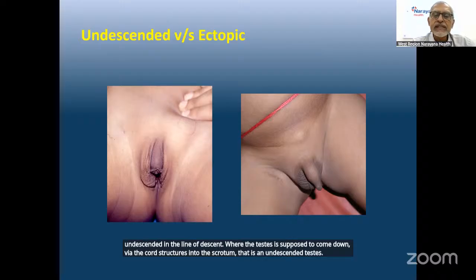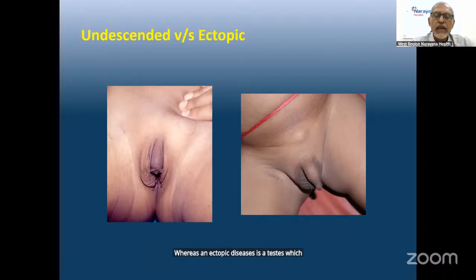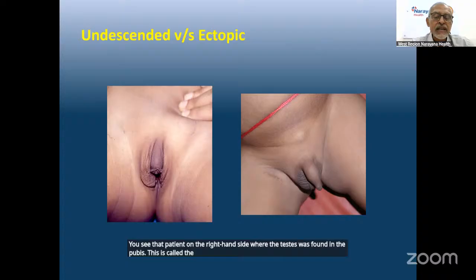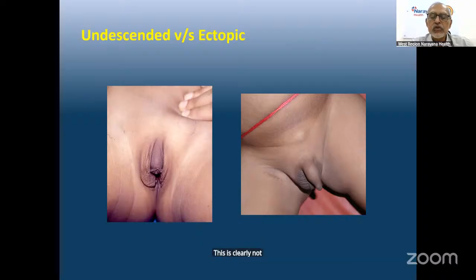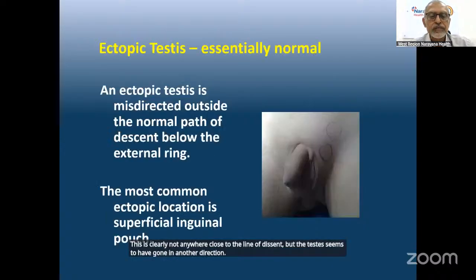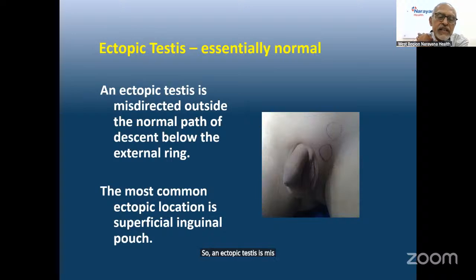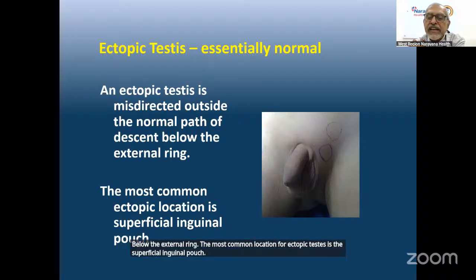Whereas an ectopic testes is a testes which has lost its way. You see that patient on the right-hand side where the testes was found in the pubis. This is called a pre-pubic testes. This is clearly not anywhere close to the line of descent, but the testes seems to have gone in another direction. So an ectopic testes is misdirected outside the normal path of descent below the external ring. The most common location for an ectopic testes is the superficial inguinal pouch, which is right next to the testes.